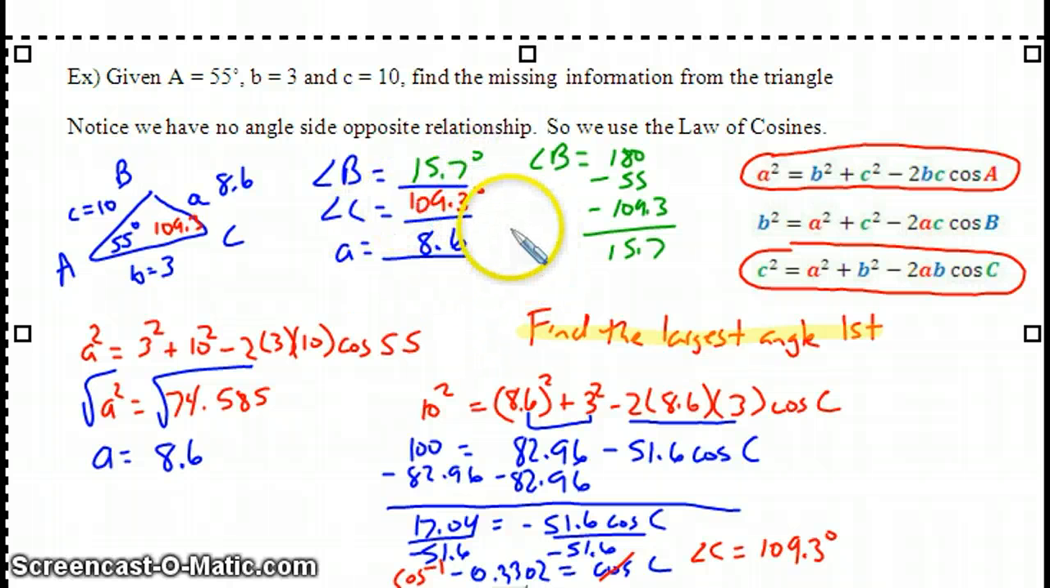So again, what's nice about the law of cosines is you don't have that option of having two different triangles where you have to check. Even though this was an acute angle, I don't have to worry about the possibility with the law of cosines of having two different triangles. And again, that's an important reason why you want to find the largest angle first, because I know that my triangle cannot have another obtuse angle in it. So these would be my answers.